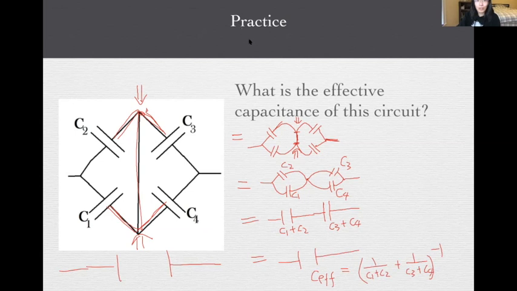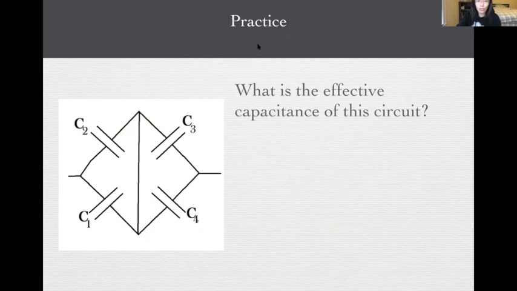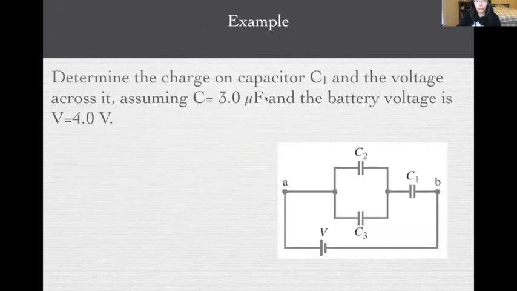All right, so that's the answer. And how about this case? So this is another example. Determine the charge on the capacitor C1 and the voltage across it, assuming this is 4 volts. And assuming they all share the same capacitance, 3 microfarad.